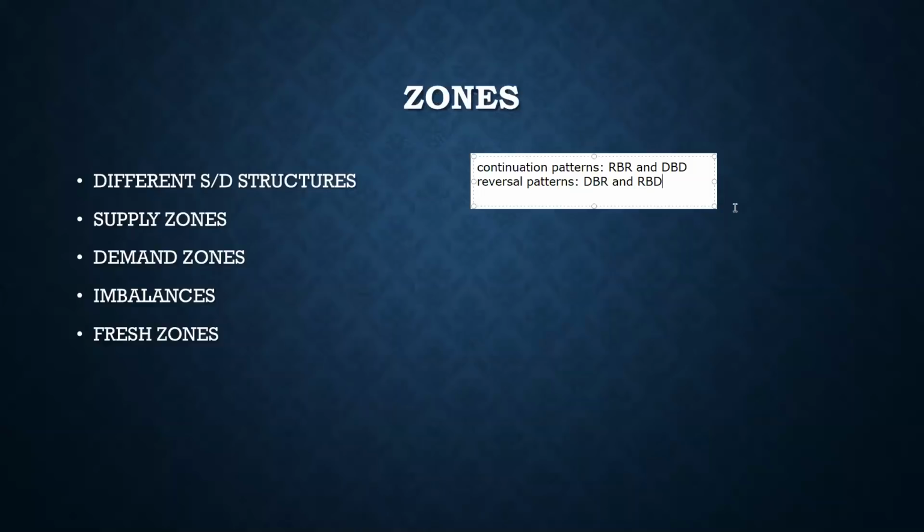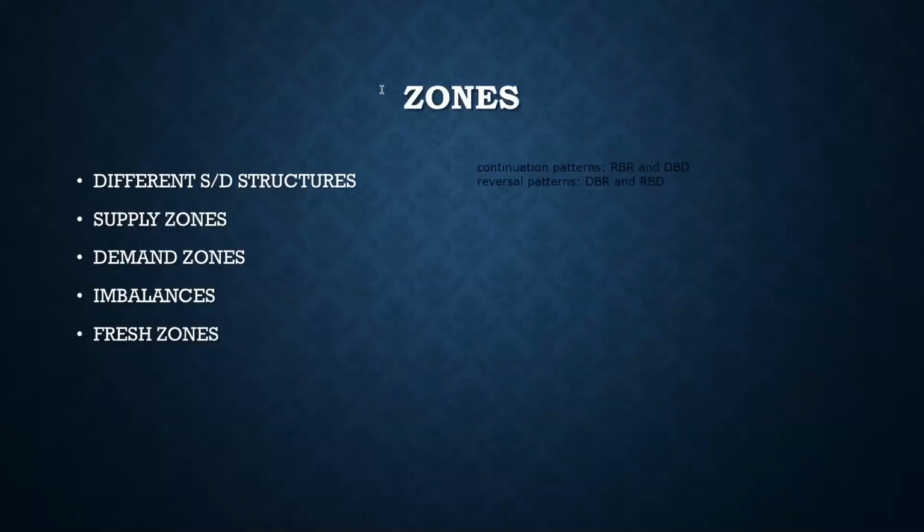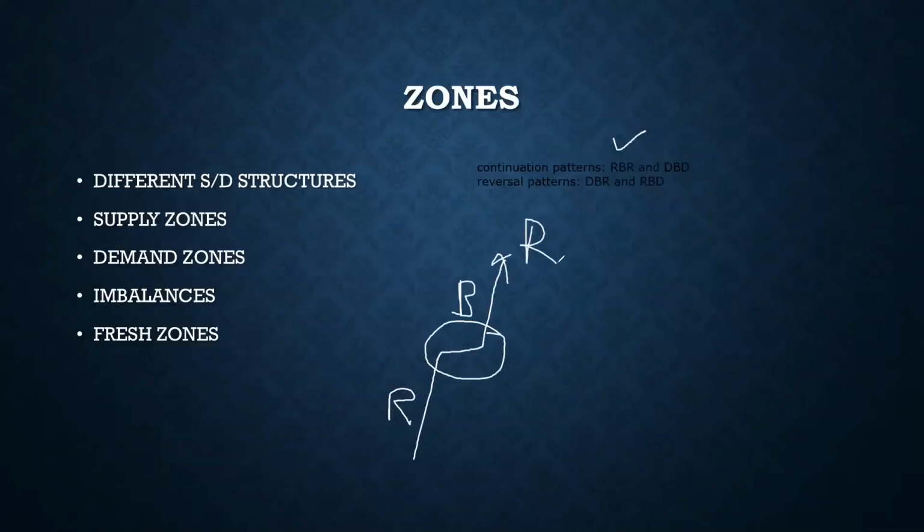So on a diagram, let me draw something for you guys here. When we talk about rally base rally, that is basically this. Let me undo that real quick. That's basically what we're looking for. This zone is the base. So this is rally, base, then rally. Let me draw the drop base drop as well so that you can see what I mean by a continuation pattern. So this is the base. This is the drop.